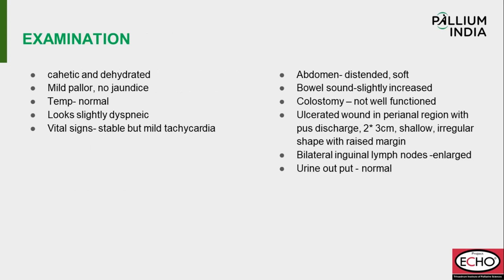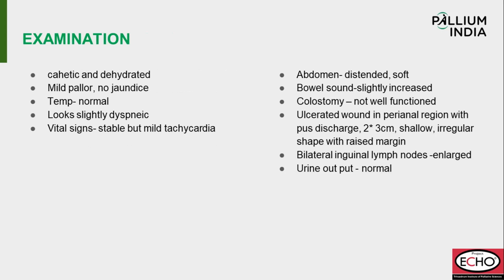On examination, the patient looked ill and dehydrated. He had mild pallor, but no jaundice. Temperature was normal, and he looked slightly dyspneic. Vital signs were stable, but there was mild tachycardia. His abdomen was distended but soft, and bowel sounds were slightly increased. The colostomy was not functioning well.